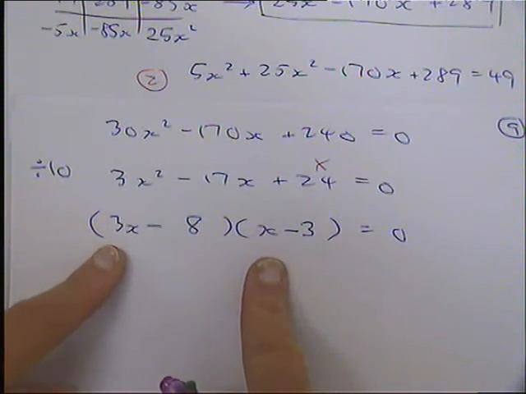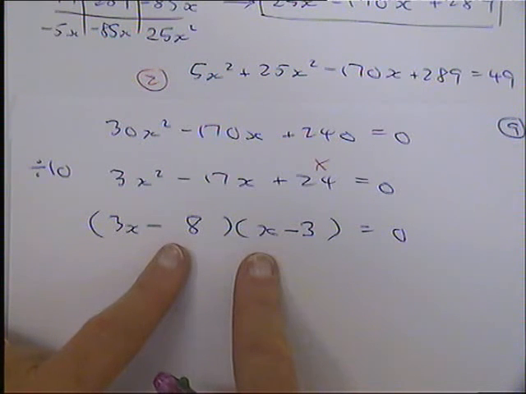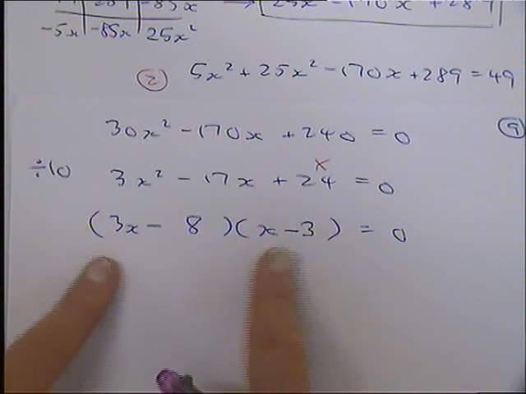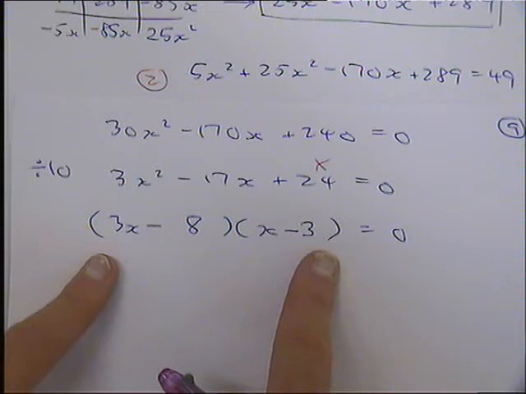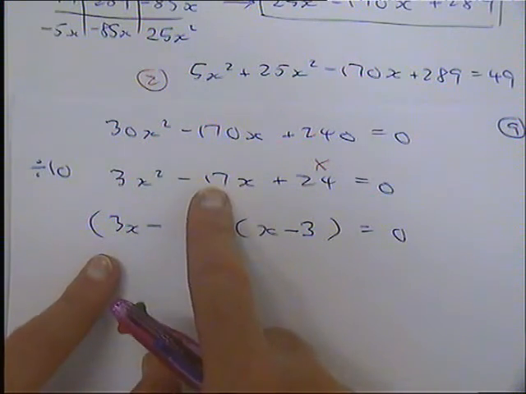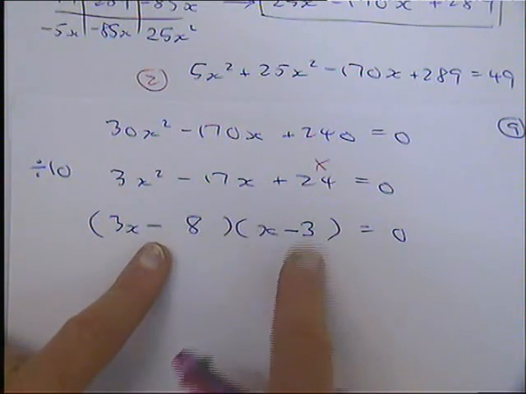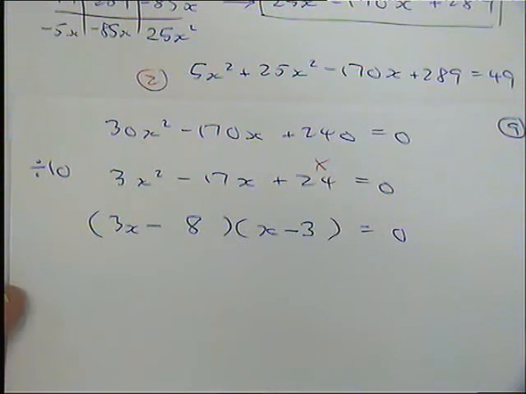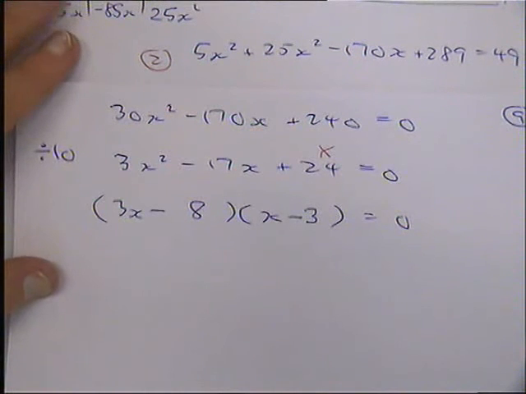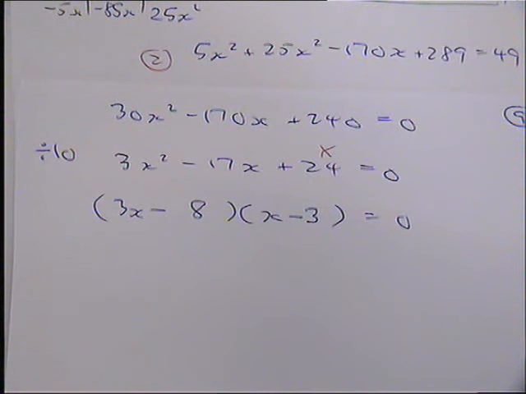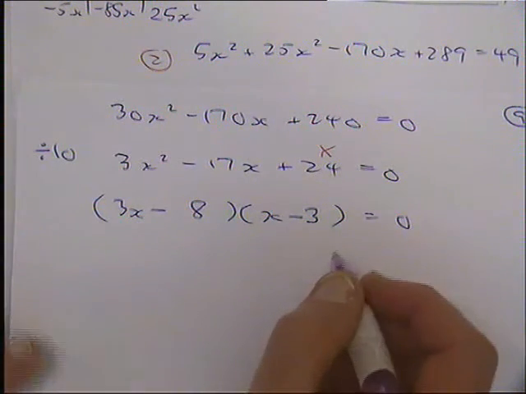I will get a 3x squared there, a negative 8x there, a negative 9x there. Negative 8 minus 9 is minus 17, that works. Times those two together, I get plus 24. He was correct. Sometimes it will take you a bit of time and working out to get there. If it takes you too long and you can't be bothered, use the formula straight away if you want to, rather than get fed up in an angry mood.